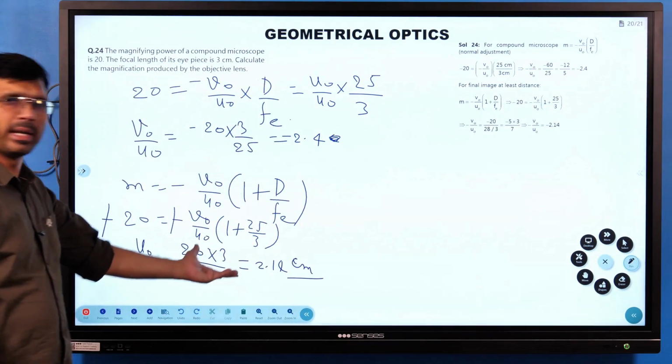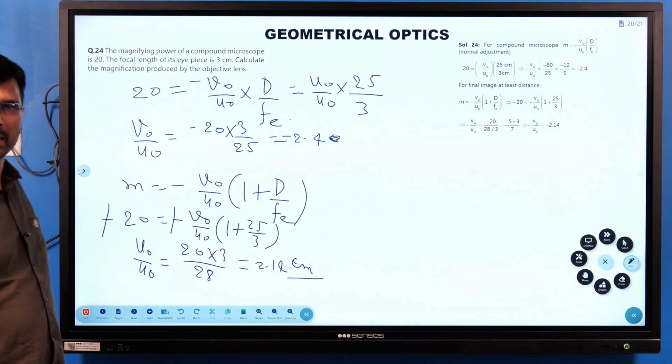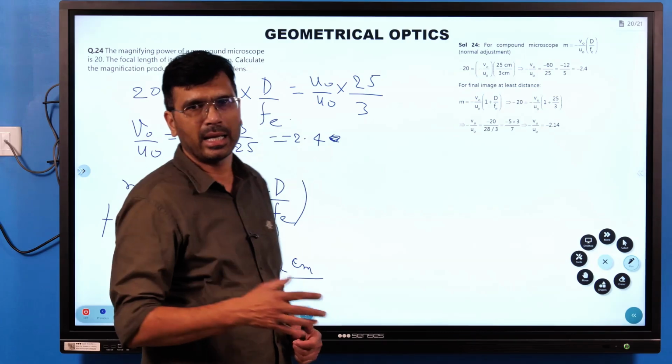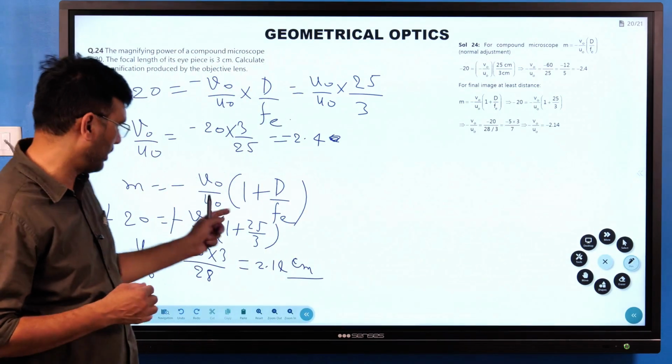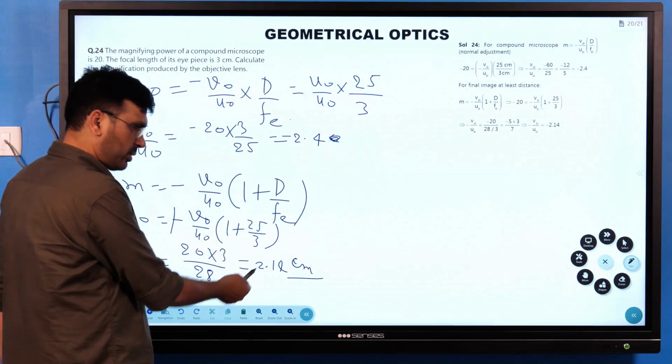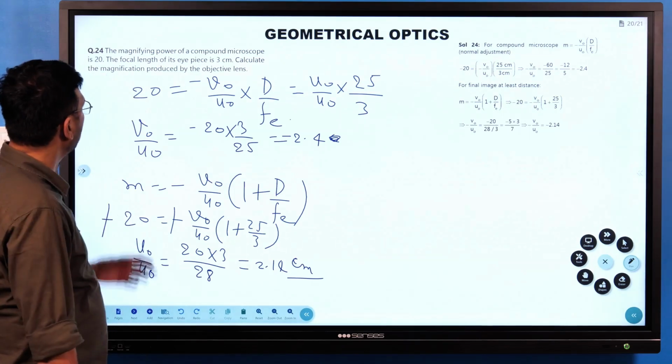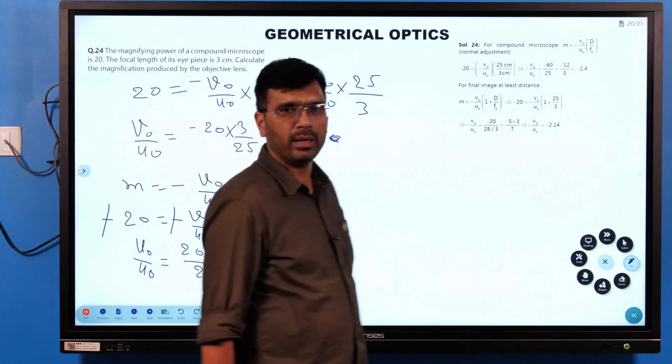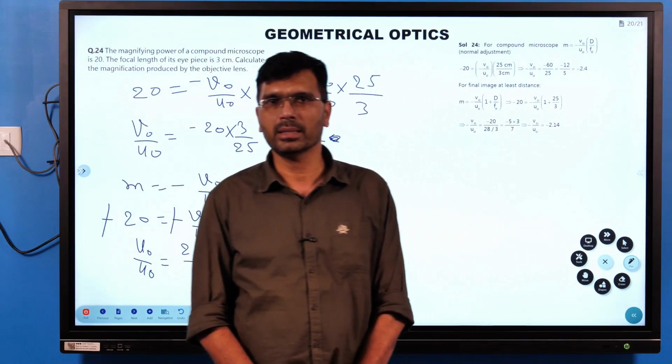And obviously this value will be negative because the object is on one side of the lens and the image will be on the other side of the objective lens, correct? So V naught by U naught will be negative, so you can put a negative sign here also. So this is the solution of question number 24. Okay students, fine. Thank you.